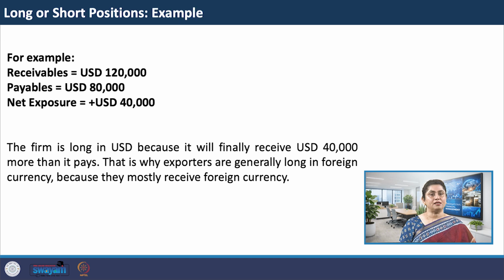Now, for example, receivable is equal to USD 1,20,000 and payables is equal to USD 80,000. So, net exposure is receivables minus payables, which gives us plus USD 40,000. The firm is long in USD because it will finally receive USD 40,000 more than it pays. That is why exporters are generally long in foreign currency because they mostly receive foreign currency.